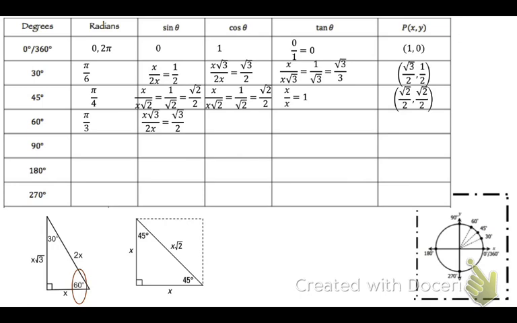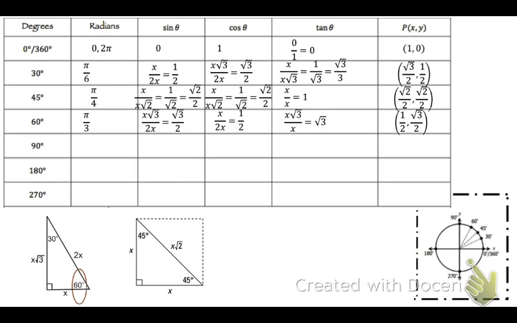Cosine is adjacent over hypotenuse, so that's x over 2x, which, those x's cancel, and that's 1/2. Tangent is opposite over adjacent, so that's x square root of 3 over x, which is the square root of 3. So my point there is 1/2, comma, square root of 3 over 2.